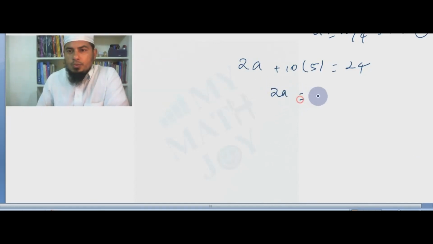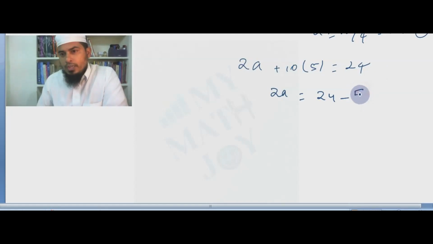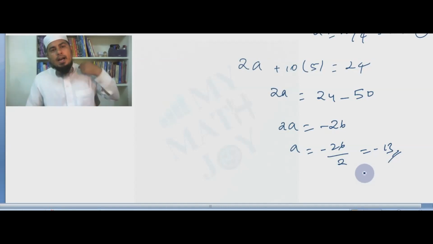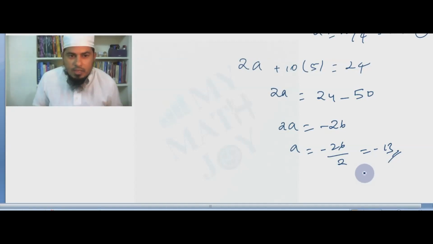2A is 24 minus 10 times 5, which is 50, so I transpose to get minus 50. 2A is 24 minus 50, which is minus 26. A is minus 26 divided by 2, which is minus 13. So you get the answer in this way. A is minus 13.